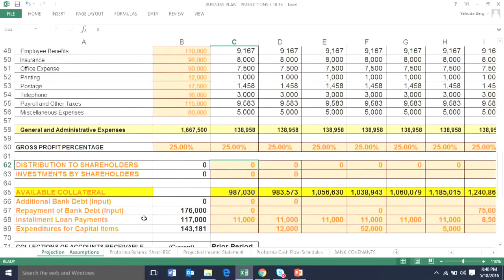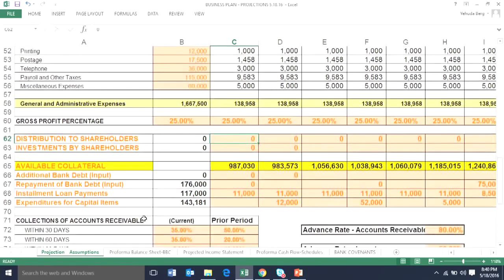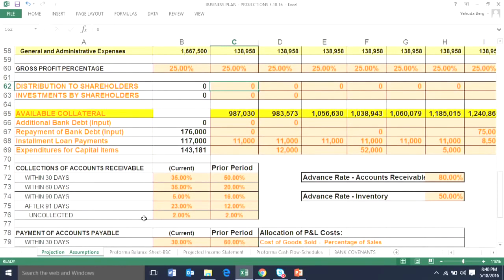We'll leave this available collateral for a little later because that's really complicated. Then I'm giving a statistic of how I collect my receivables. Within 30 days, I'm going to collect 35%. So if I sell, let's say, $100,000 a month, I know that 35%, $35,000, I'm going to collect within 30 days. The next 60 days, I'm going to collect another 35,000.